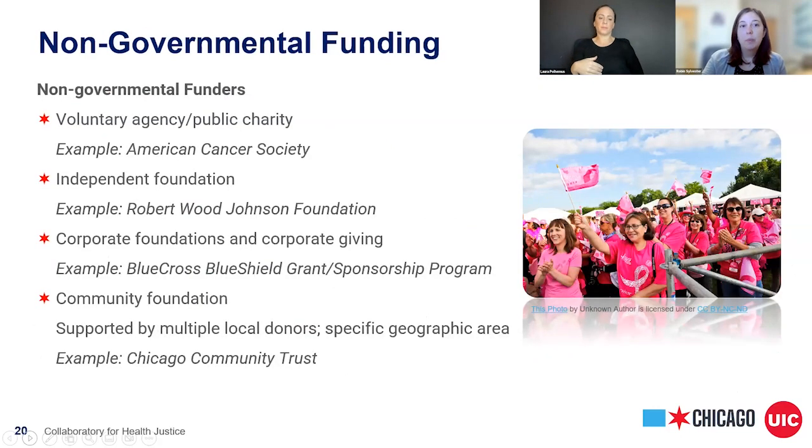So I'm going to switch over now to the second bucket of funding that I mentioned. And this slide lists some non-governmental funding sources. These sources include public charities such as the American Cancer Society, independent foundations such as family foundations, corporate foundations, these are often nonprofit entities affiliated with a for-profit company, or community foundations such as the Chicago Community Trust.